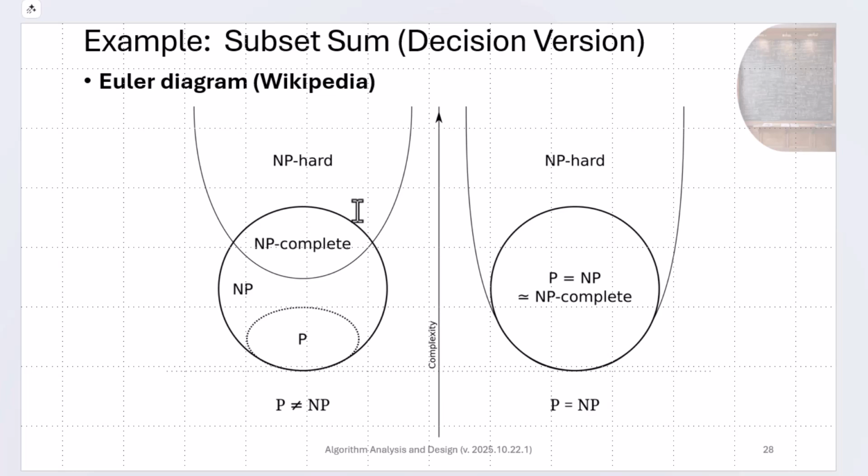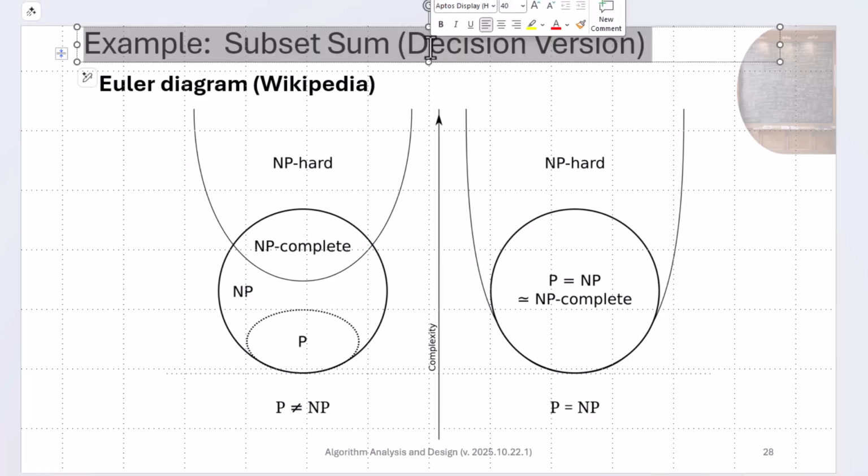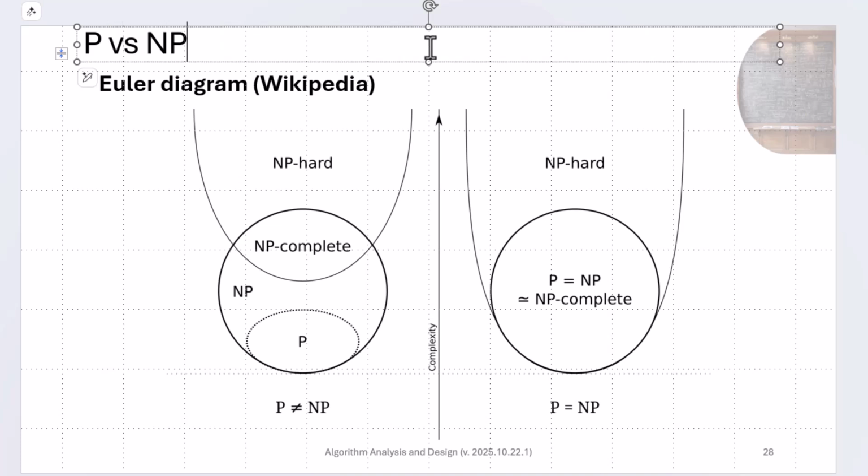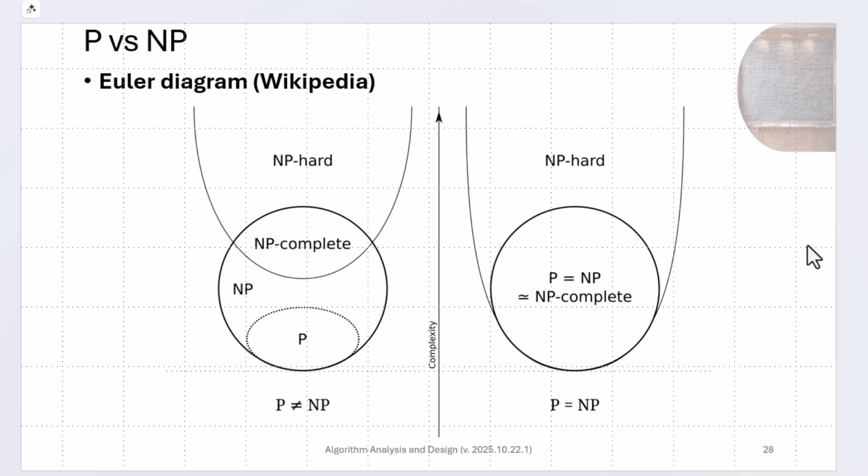And this should have a different title. This should say P versus NP right there. So this is an Euler diagram from our friend Wikipedia, and this is showing us these are the possibilities. We don't know which one's which, but if P is not equal to NP, then NP consists of all polynomial, of course, and it also has some NP complete, but those are also all NP hard, but there's also NP hard problems that aren't NP complete. But if P is equal to NP, it would also be equal to NP complete if P is equal to NP.